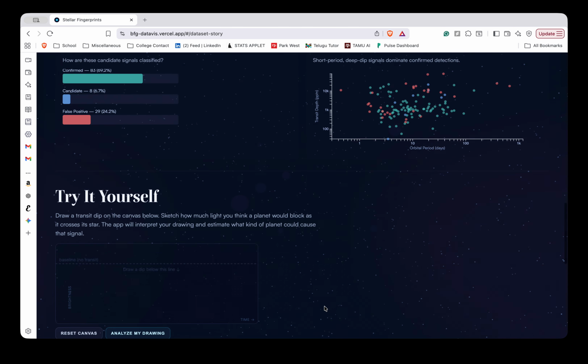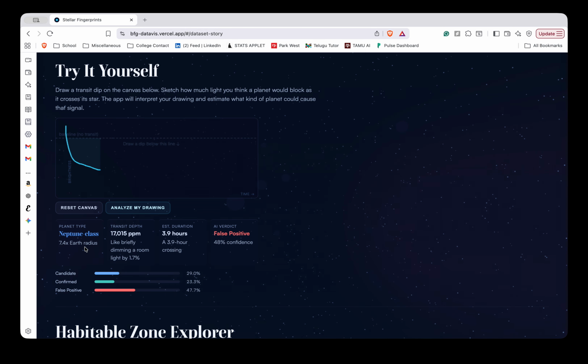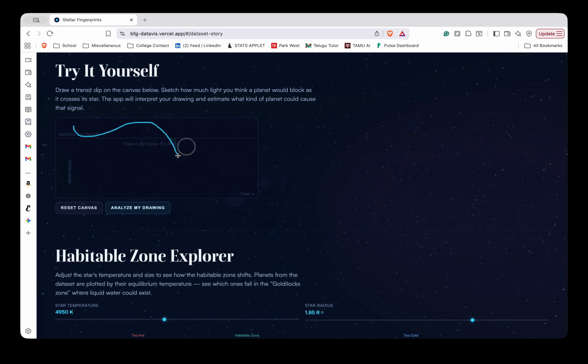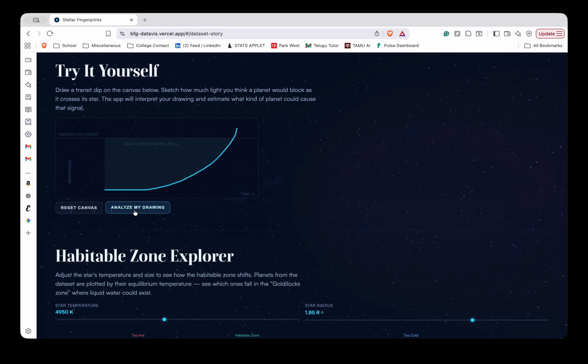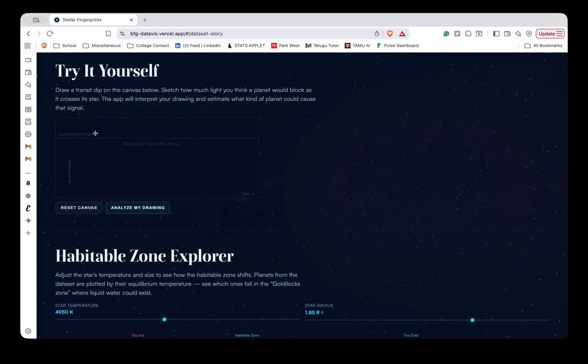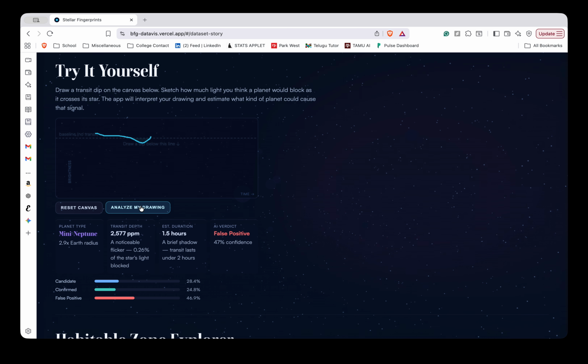If we produce a transit dip like this and analyze it, we can see we produce a Neptune class with around 17,000 ppm and stuff like that. And then we can do another one. We'll do something like that, and we get another Neptune class, but this one's 9.9 times. If we go something like this, also Neptune class, and then let's do a small one here, mini Neptune. So these are the different things.